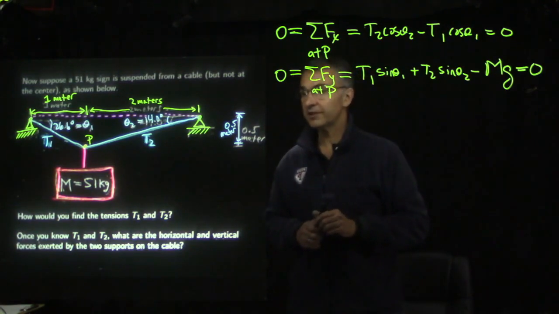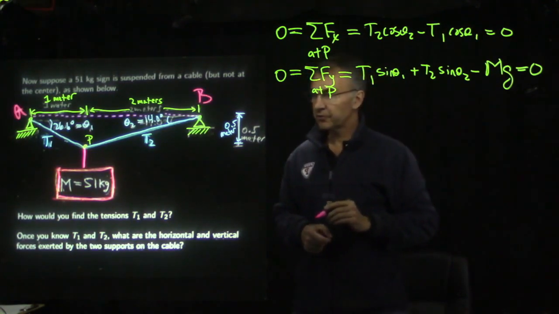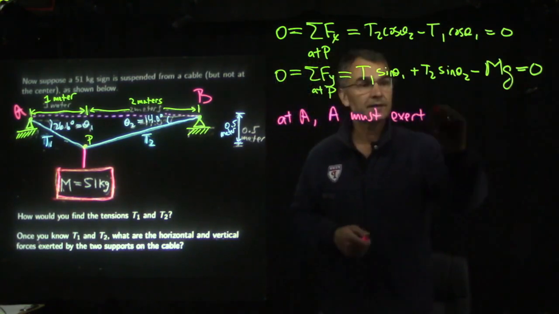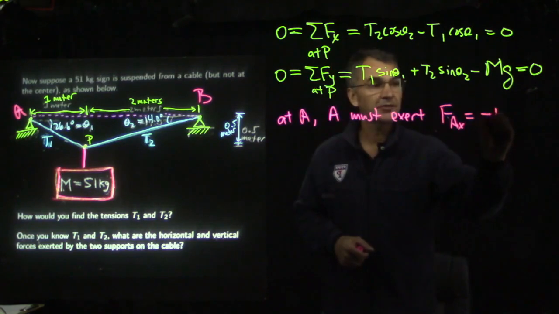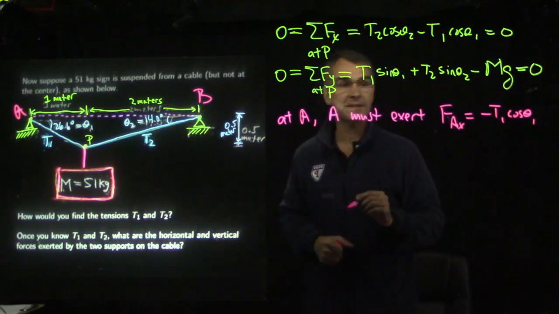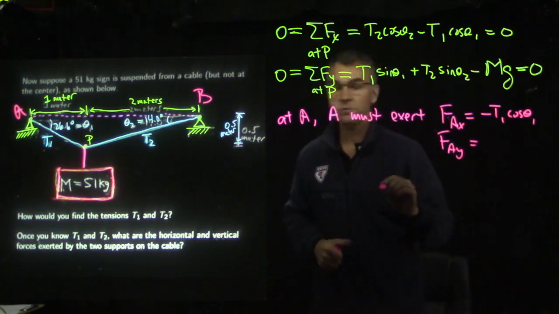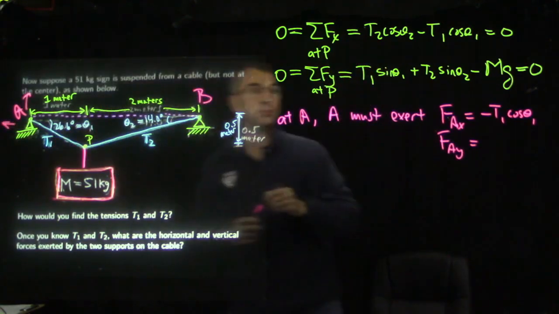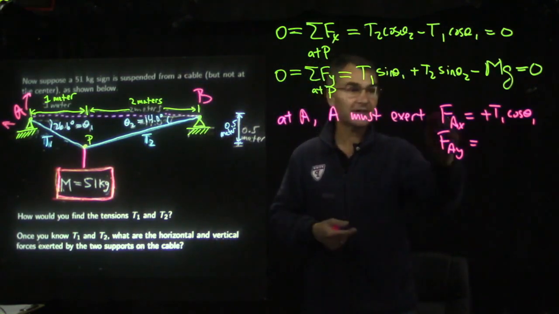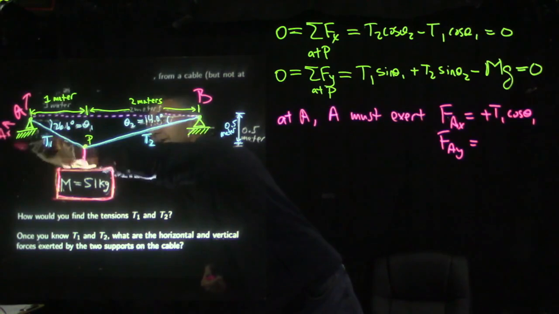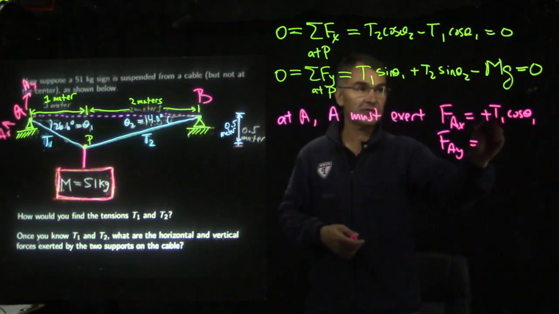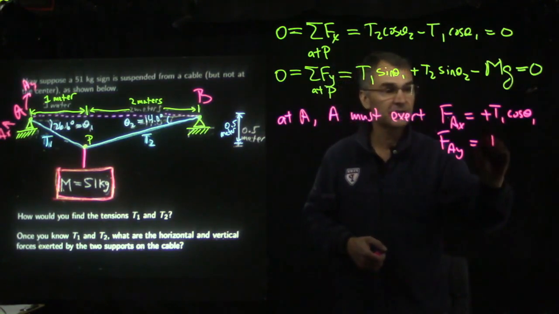Then, once you know T1 and T2, we can figure out the horizontal and vertical forces exerted by the two supports on the cable. So A must exert FAX equals minus T1 cosine theta 1, since T1 is pulling to the right on A, so A must be pulling to the left. If I explicitly label this AX and draw it to the left, and this AY and draw it up, then I'm asking for the part that points left. So that's plus T1 cosine theta 1, and AY is T1 sine theta 1.